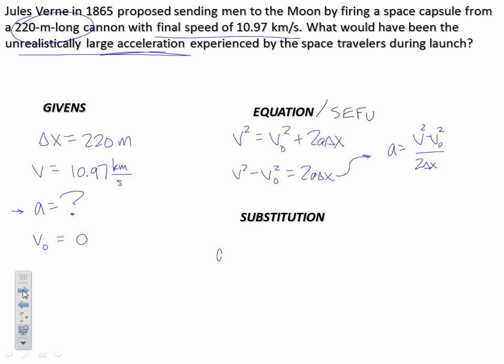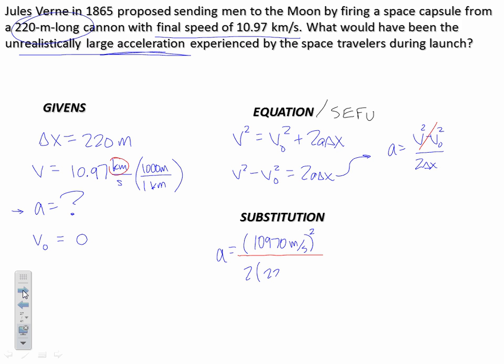Substitute. I don't like this. Let's use what we know about kilometers. There are 1,000 meters in one of them. I'll write this as 10970 meters per second squared. Now you can just do this if you want, but that's supposed to be crossing out the V naught squared. So we can leave that like that.